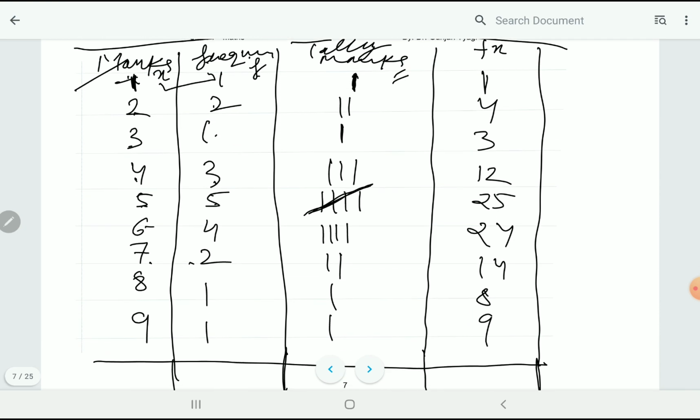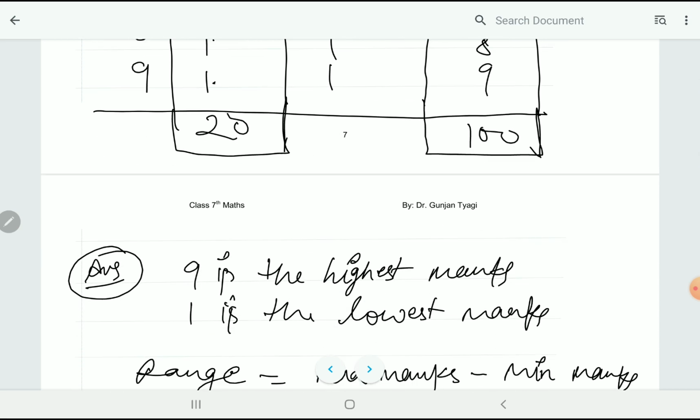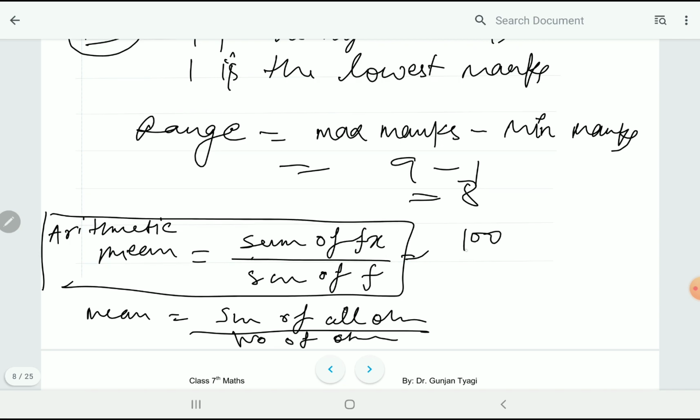Sum of fx, we can find the sum of these numbers, which are 5, 8, 20, 45, 50, 47. We can add those numbers and the sum of them is 100. And the sum of frequency is 20. So the arithmetic mean is 100 divided by 20, which is 5. This is the answer.